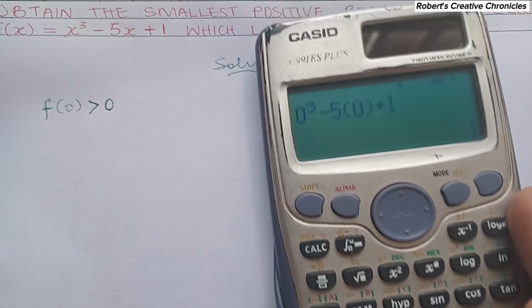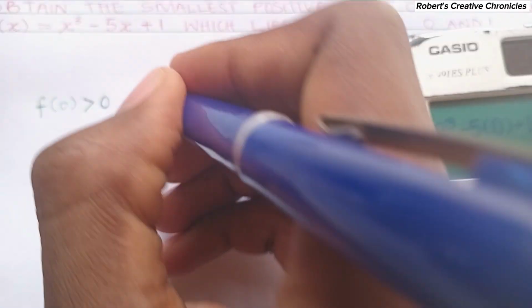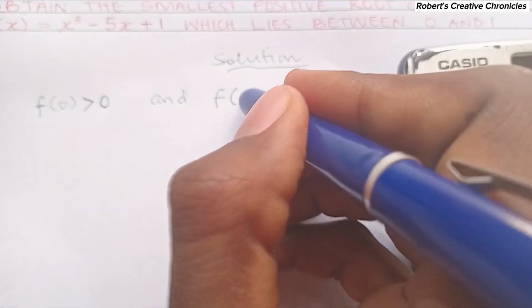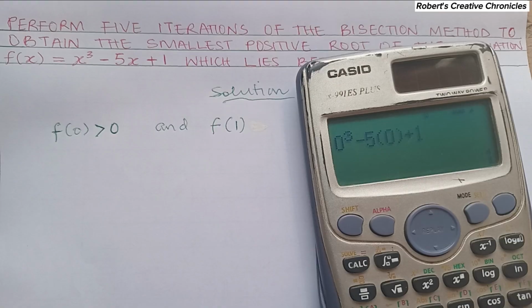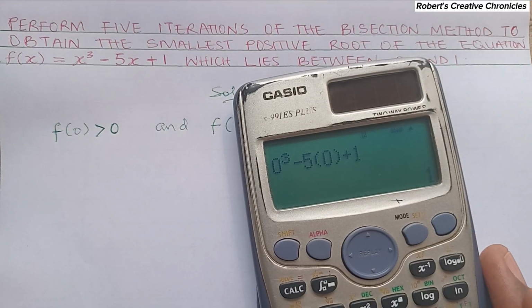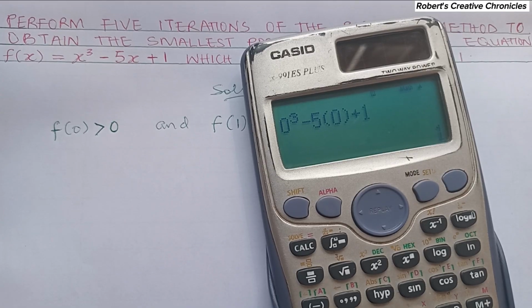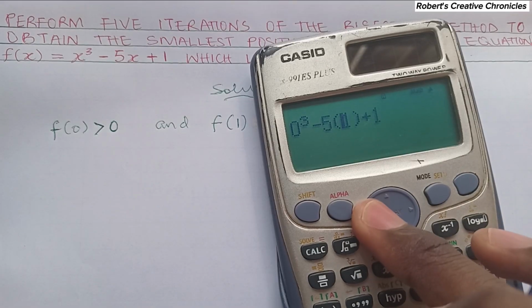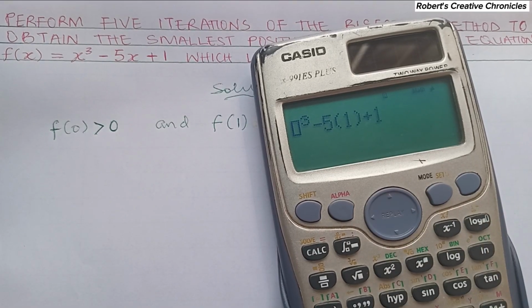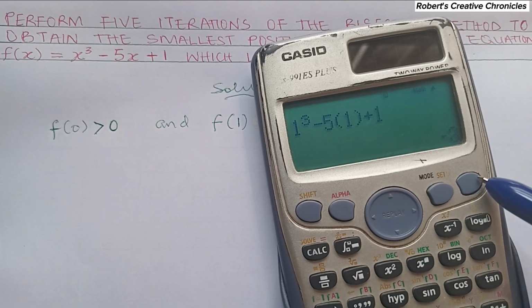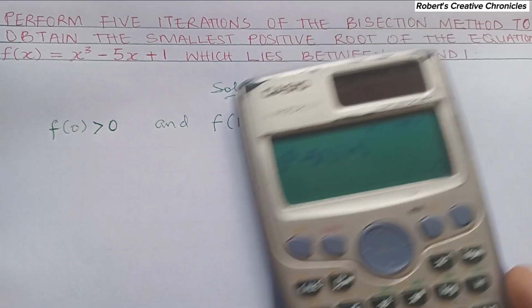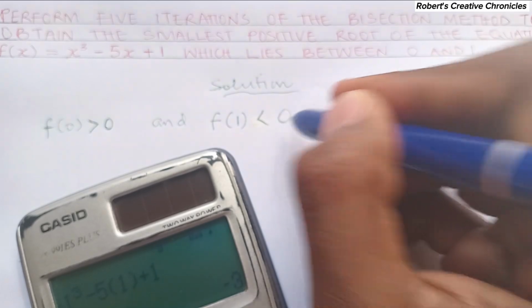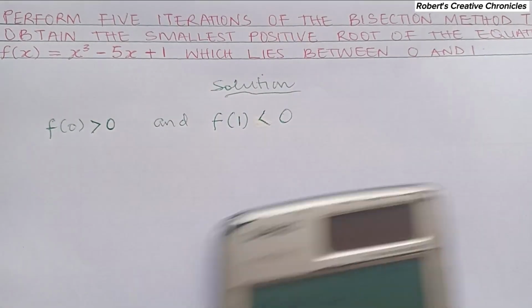Now the next one, f(1). This f(0) is greater than 0 because it's 1. Then for the next one, we'll substitute 1. So this is negative 3, so this one is less than 0. So we'll write less than 0.